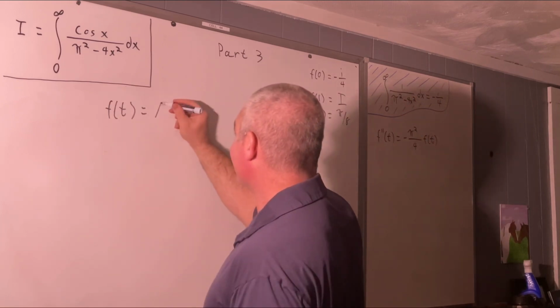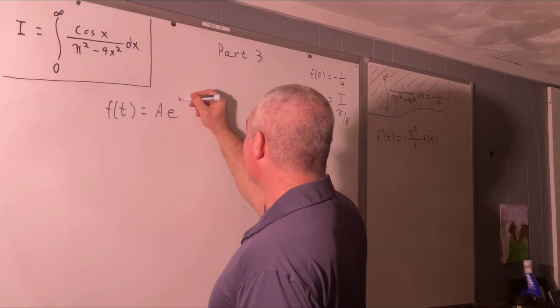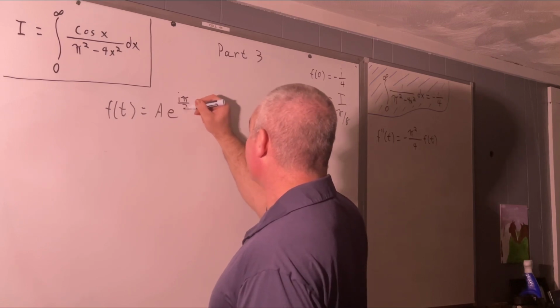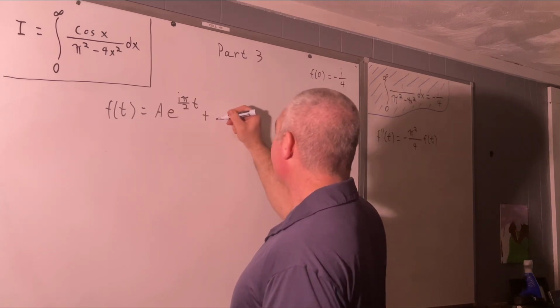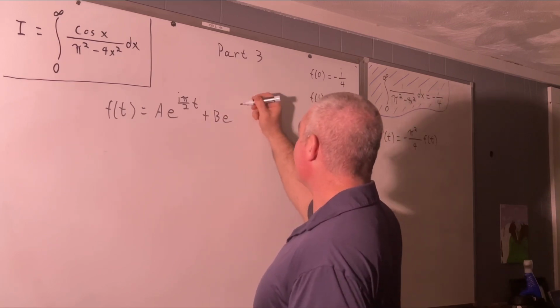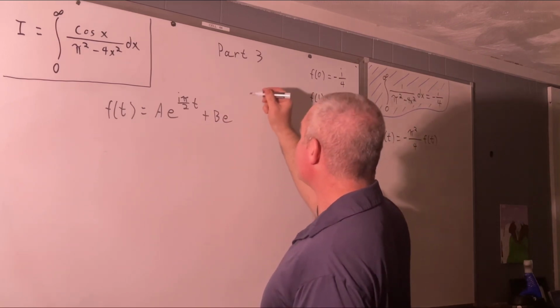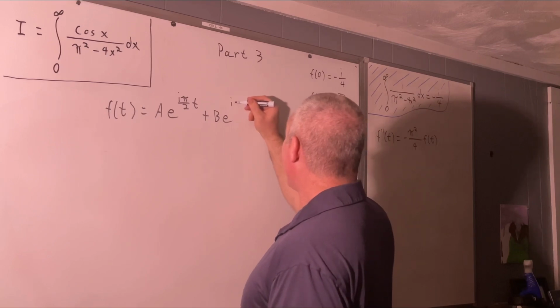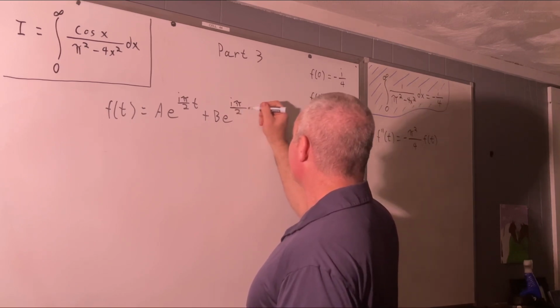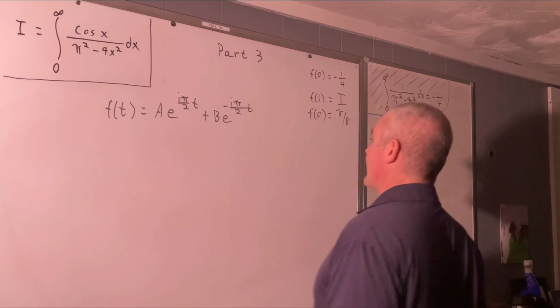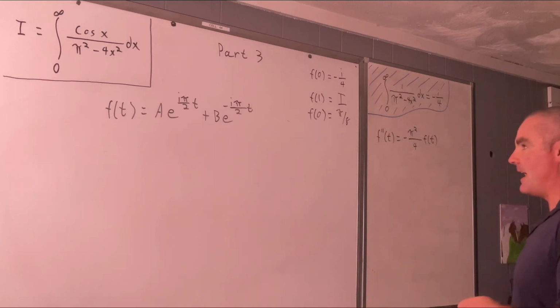is equal to some constant a times e to the i pi over 2 t, plus some constant b times e to the i pi over 2 t, except that's negative now. Okay, so that's our f of t.